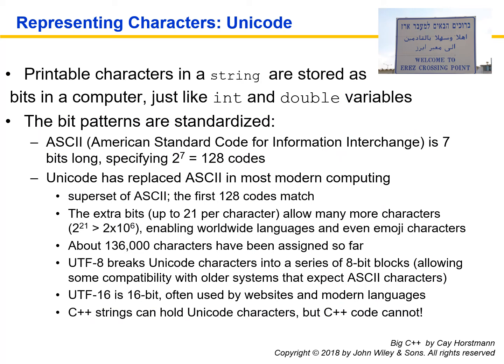Unicode has begun to replace ASCII in most modern computing. It's actually a superset of ASCII. The first 128 codes in Unicode are the ASCII 128. But the extra bits, which can be up to 21 bits per character, allow you to get up to 2 times 10 to the 6, so like 2 million characters, which enables worldwide languages and even leaves room for emoji.